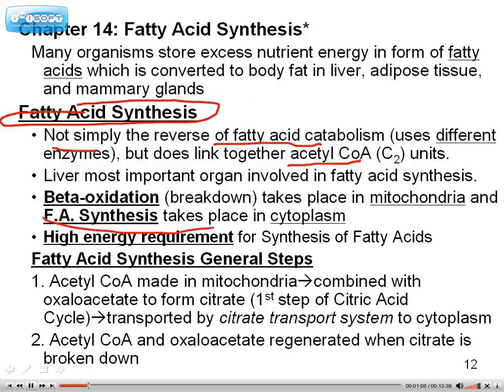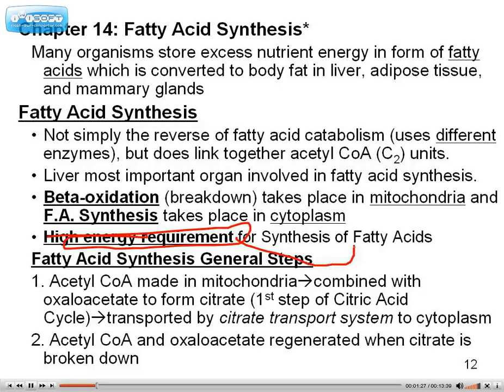The fatty acid synthesis takes place in the cytoplasm as opposed to the breakdown of the fatty acids, which occurs in the mitochondria. So notice the big difference here. One occurs in the cytoplasm, whereas the other one occurs in the mitochondria. There is a high energy requirement for synthesis of fatty acids, but it's assumed by the body that if you have plenty of fatty acids available, then automatically you have a high energy content to begin with, and don't mind wasting a whole bunch of ATP to synthesize the fatty acids.